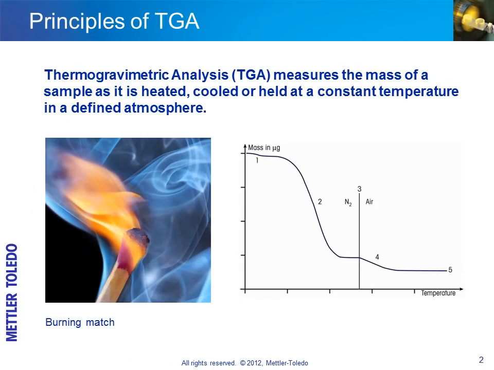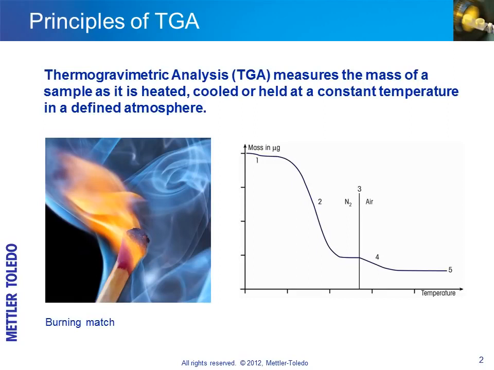Thermo-gravimetric analysis measures the mass of a sample as it is heated, cooled, or held at a constant temperature in a defined atmosphere. The picture on the left shows a match that has just been ignited. The burning process produces gaseous combustion products that are released into the atmosphere. The mass of the match steadily decreases, finally leaving just ashes behind. The burning process of a match can easily be measured by TGA.